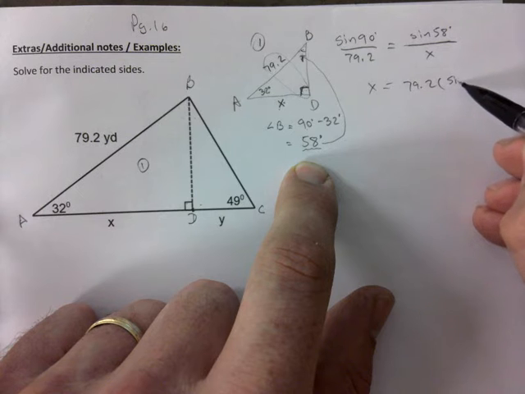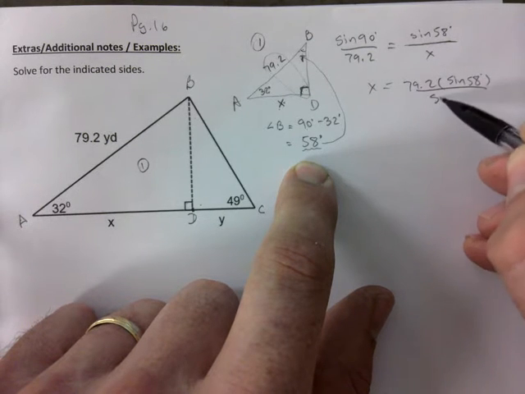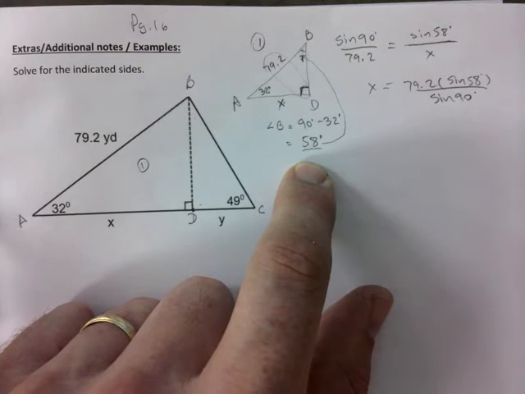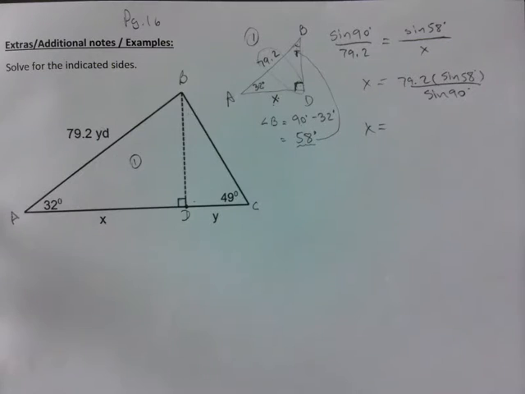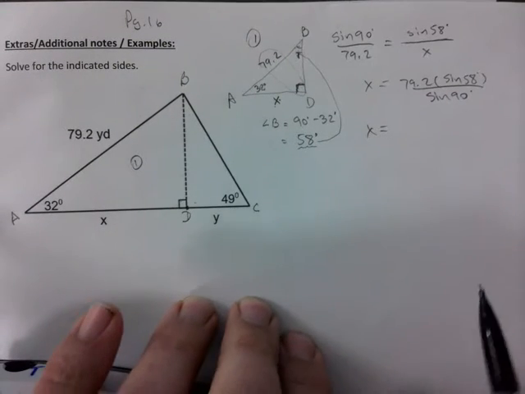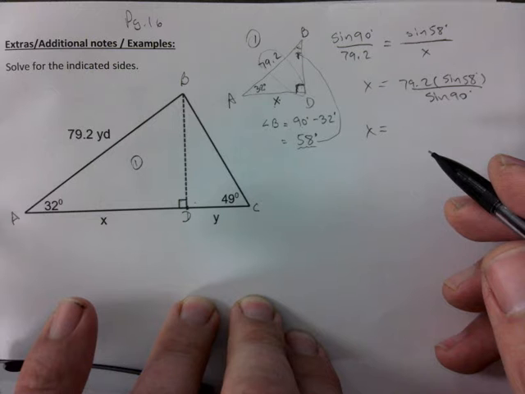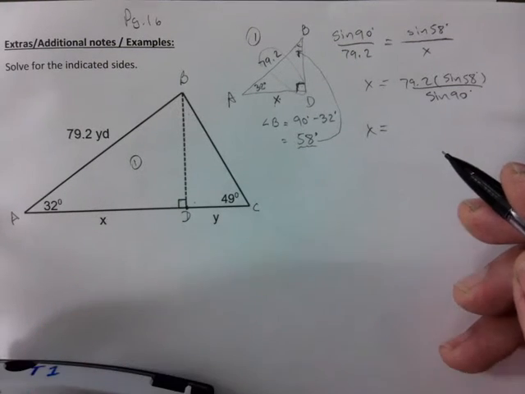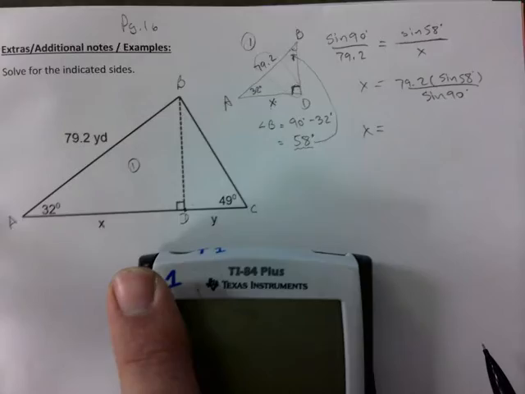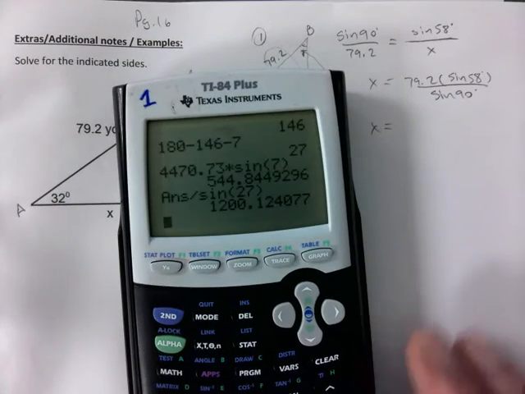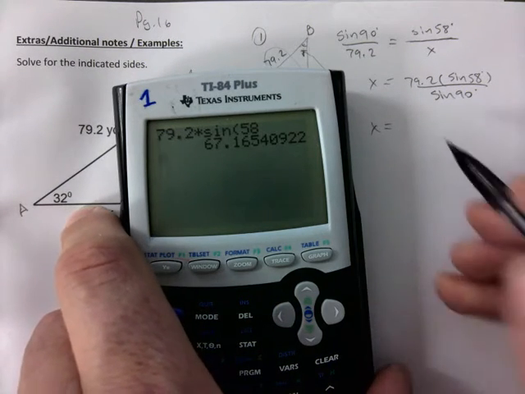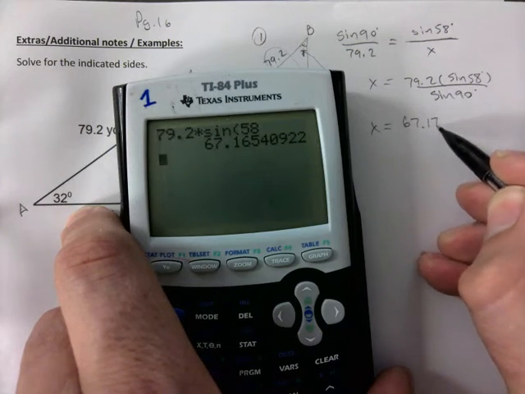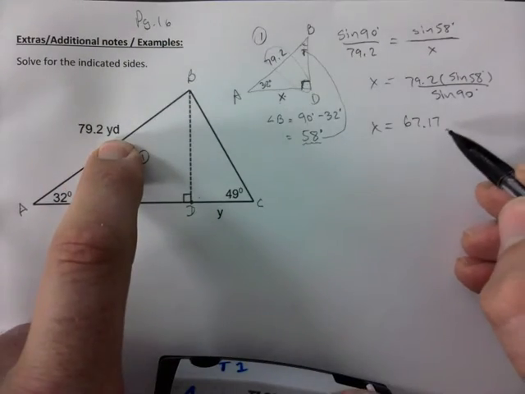So this is important. And then just start solving, right? 79.2 times sine of 58. I will still write down sine of 90, okay? I will still go through the process, but I will not type that into my calculator when I do it, okay? When you do that, you get, let me check my key here, 67.17. But I will double check because 67.17, there it is.